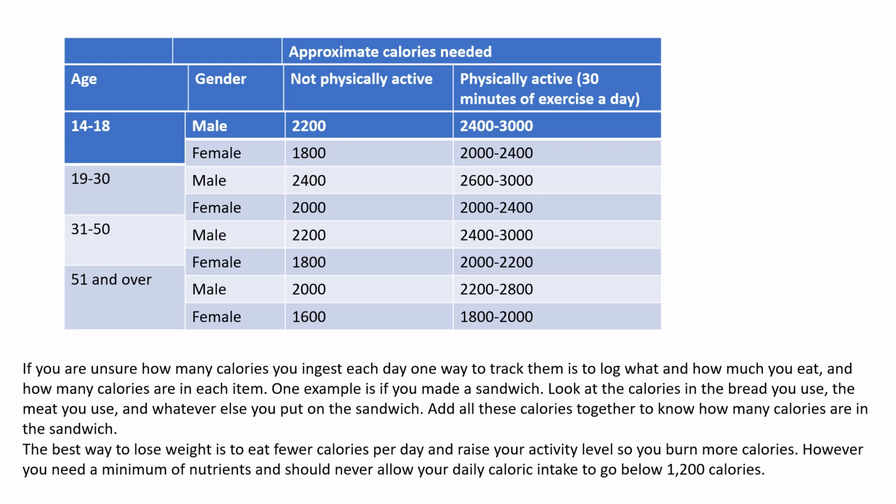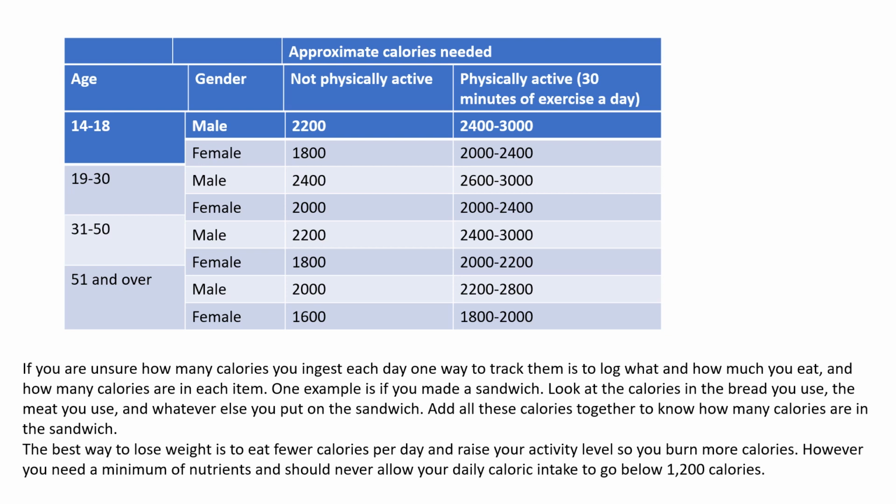If you're unsure how many calories you ingest each day, one way to track them is to log what and how much you eat and how many calories are in each item. One example is if you made a sandwich, look at the calories in the bread you use, the meat you use, and whatever else you put on the sandwich. Add all these calories together to know how many calories are in the sandwich.